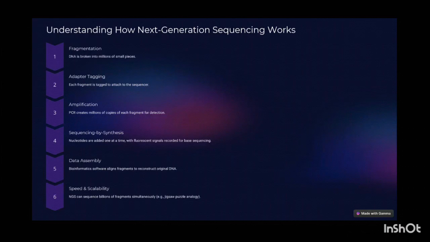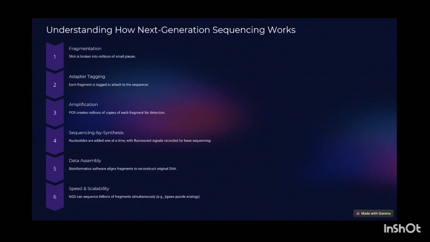So NGS can generate a massive amount of data very quickly, with some machines capable of sequencing billions of DNA fragments in a single run. This capability makes NGS suitable for everything from small targeted gene panels to whole genome sequencing projects. So for example, let's return to the jigsaw puzzle.